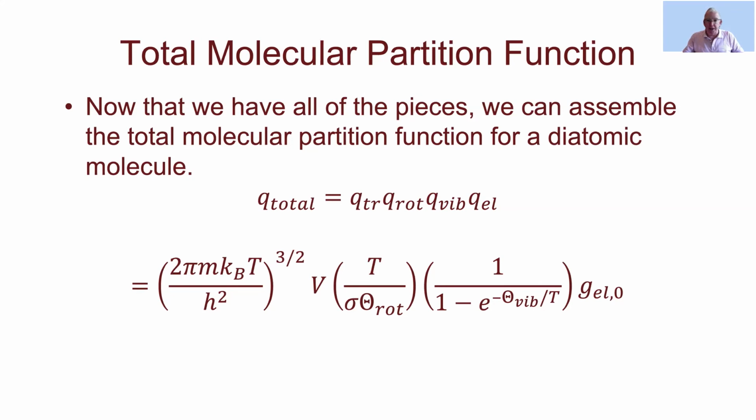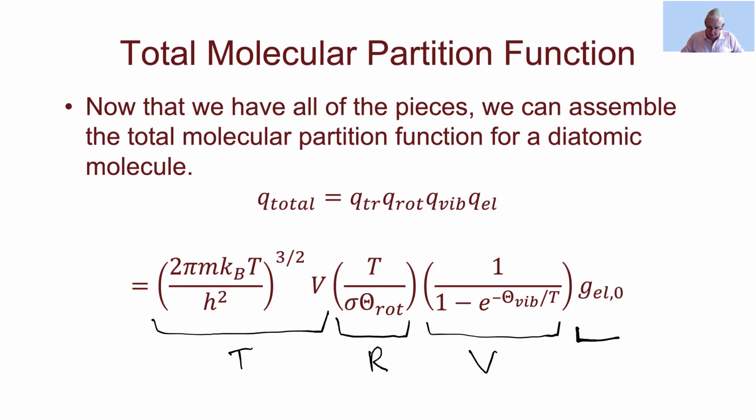And if I take that and insert the results we've put together, I get the equation on the bottom, where this piece is the translation. This piece with the theta rot in it is the rotation. This one is the vibration. And this last one is the electronic term, okay?